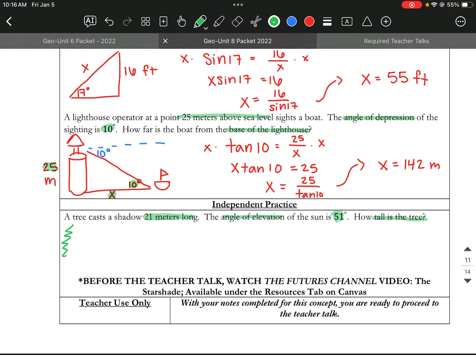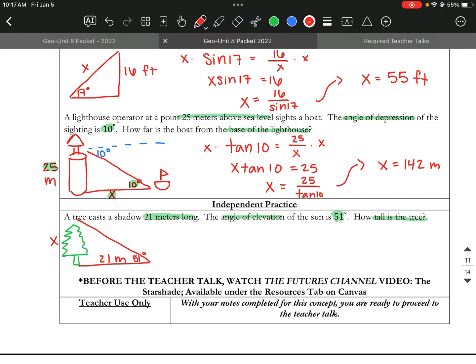Again, I am going to draw a little bad picture of my tree here. The tree's shadow, which would be on the ground, is 21 meters long. The angle of elevation with the sun is 51 degrees. So this angle here is 51 degrees. How tall is our tree? Your picture should look roughly like this.